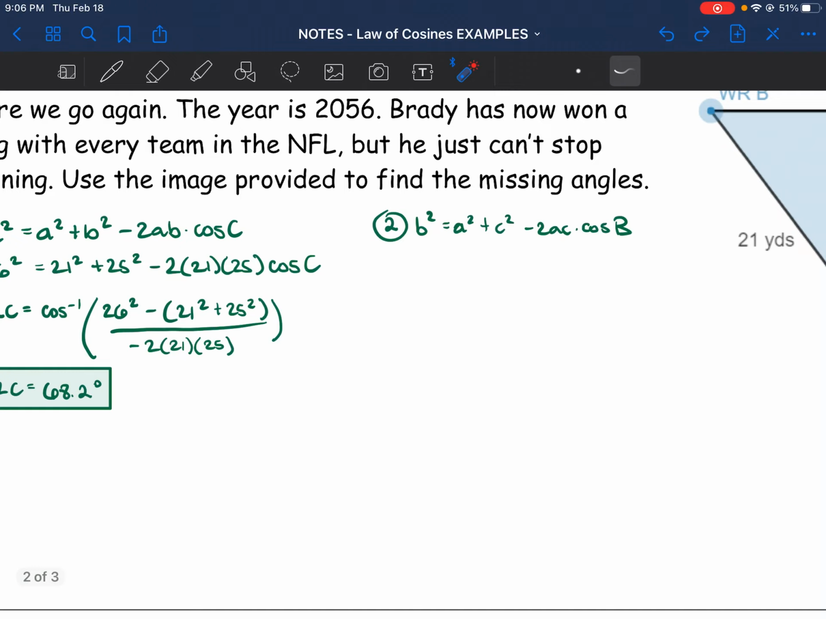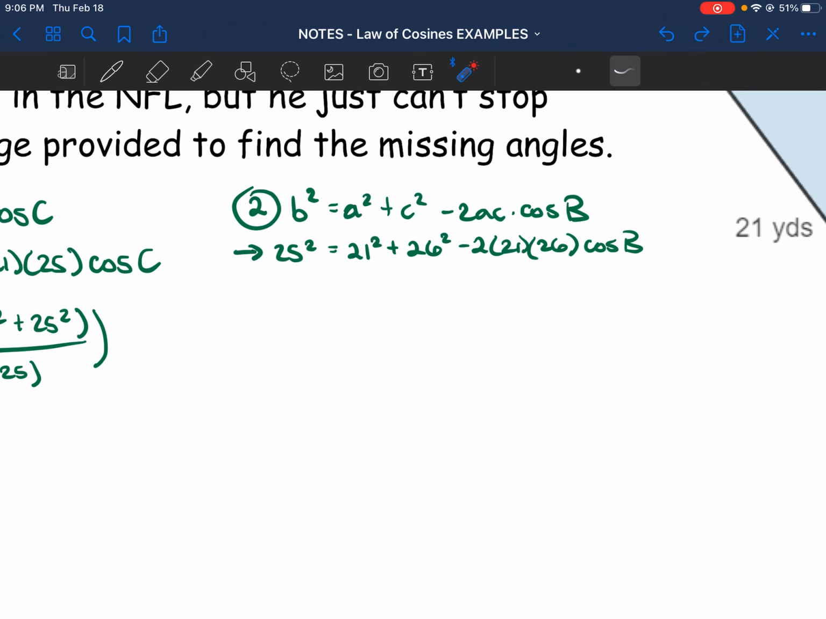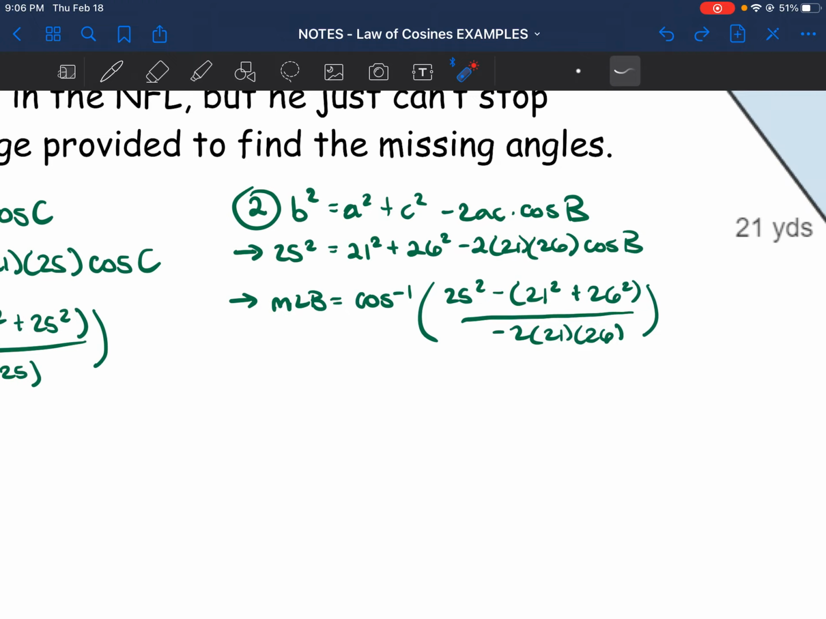Since I'm looking for angle B, I pick the law of cosines equation that has angle B in it. And once again, let's plug in the pieces. 25 for B, 21 for A, and 26 for C. And again, I'm going to do all my work in one step. You're more than welcome to take your time with it. And I end up getting that the measure of angle B is about 63.2 degrees.